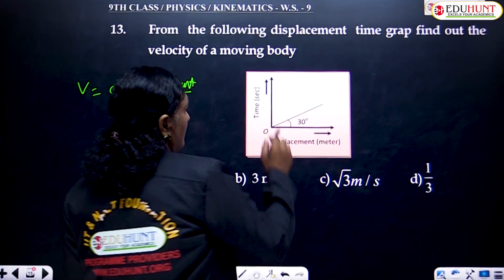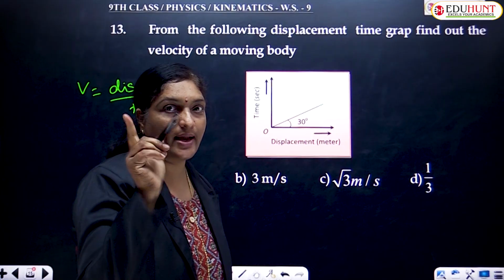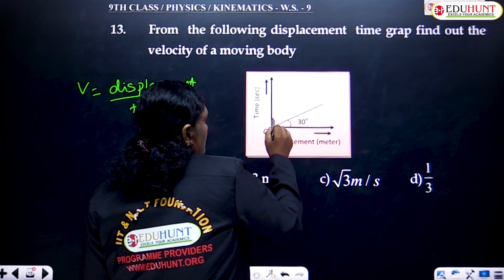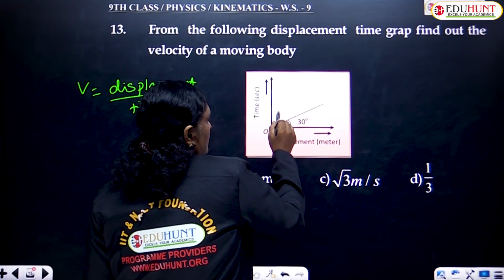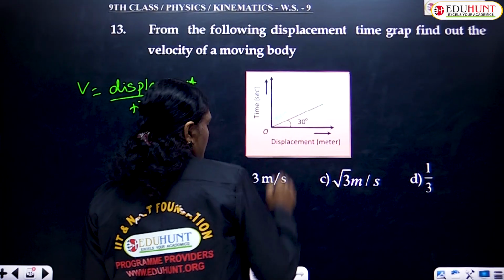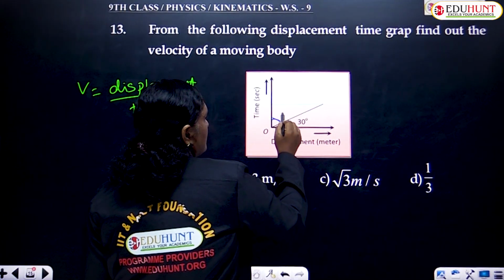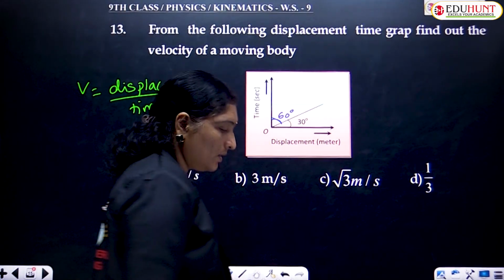Clear? I have to take displacement on the x-axis. Children, if this is 30 degrees, what is this angle? 60 degrees. What is this, children? This is 60 degrees. Okay.